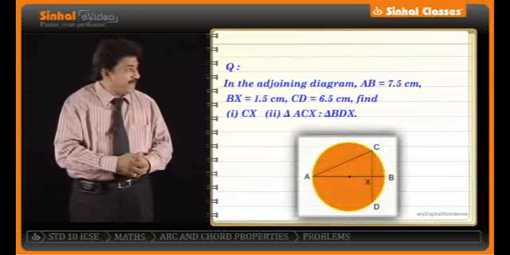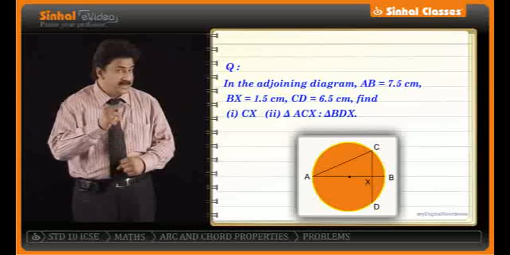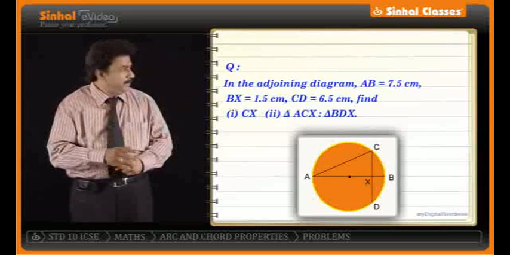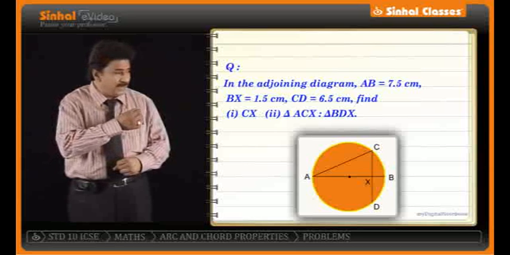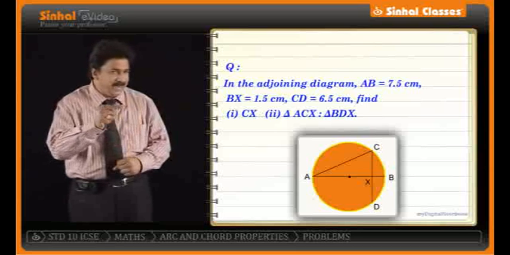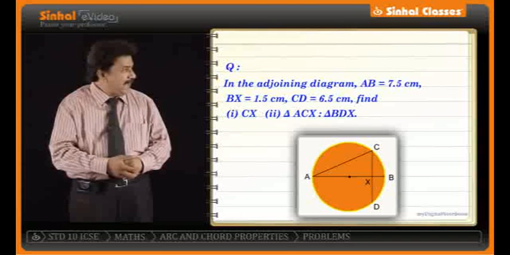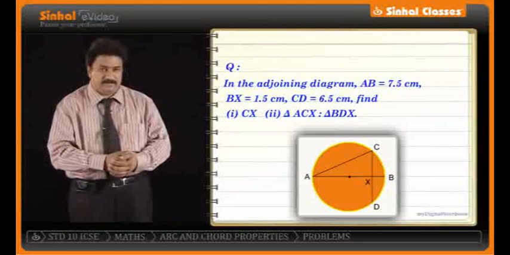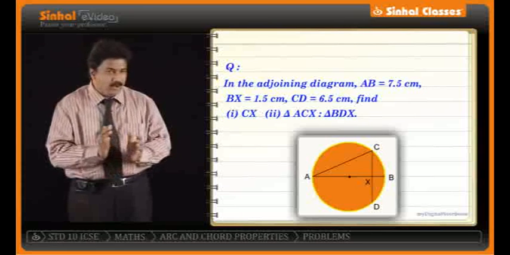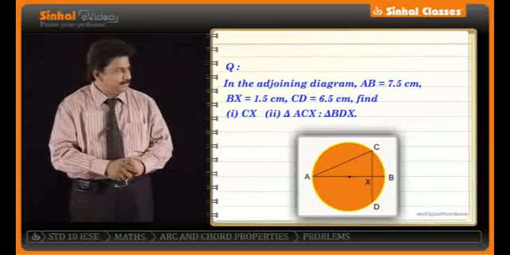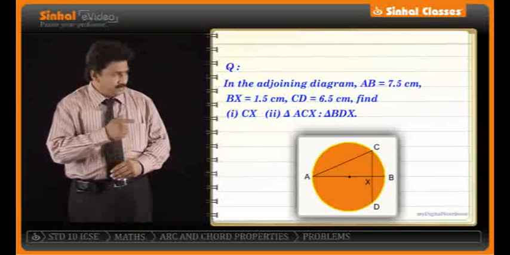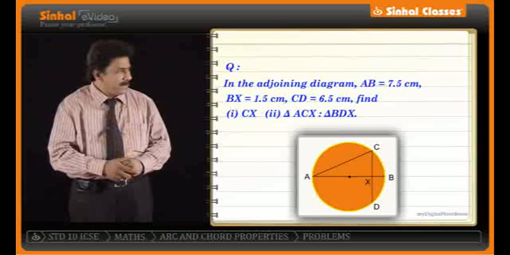AB is equal to 7.5 centimeter. What is AB? 7.5 centimeter. BX is 1.5 centimeter. So you should know where is BX. Can you see that? BX is 1.5 centimeter. And CD is 6.5. Okay. With all this information, what's the first thing you want to find? You want to find CX. Now, where is CX? Yes, you can see it very clearly.